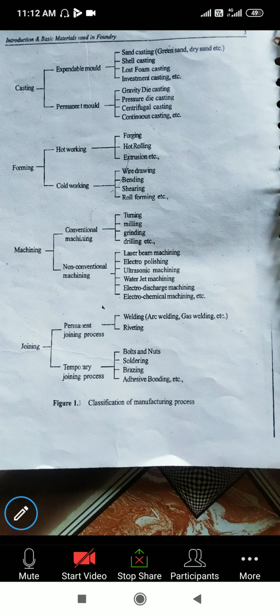Okay, it has been used for making small metallic wire for extension purposes. Now next we can go with cold working. In cold working, a few examples are wire drawing, bending, shearing, roll forming, etc.